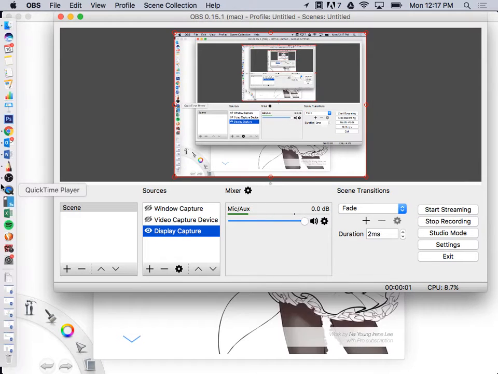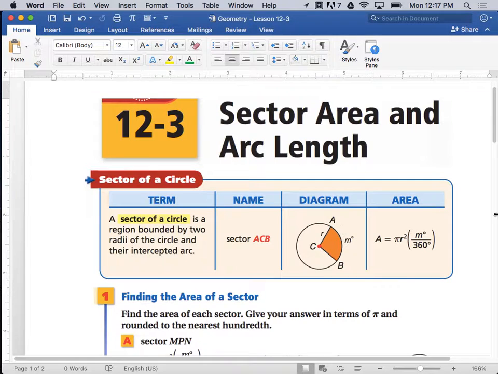Length is the name of this lesson. Now, if we want to understand this, I'm going to write 3 things on the board. Now, you're all going to pay attention. The first thing I have to do is define a sector.